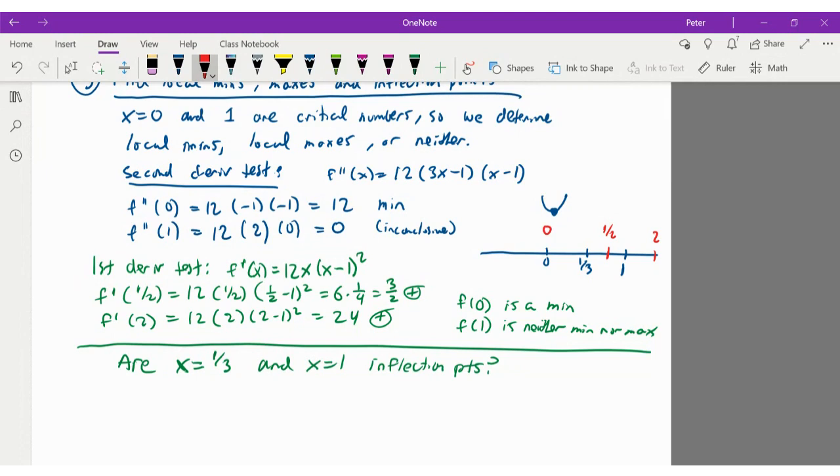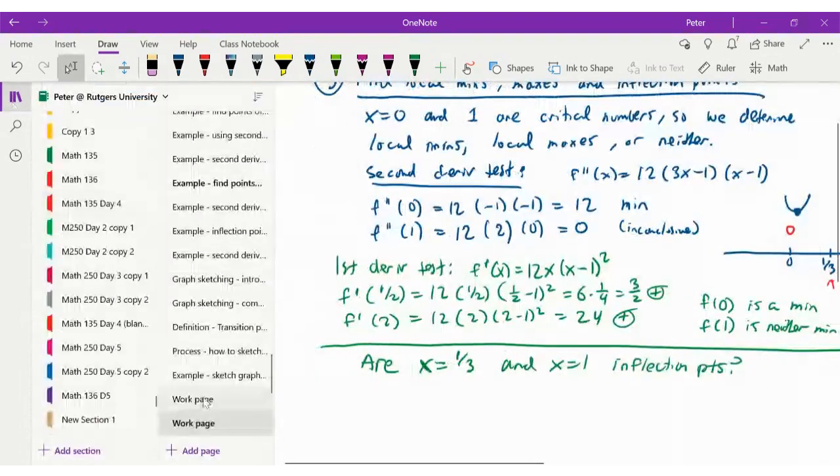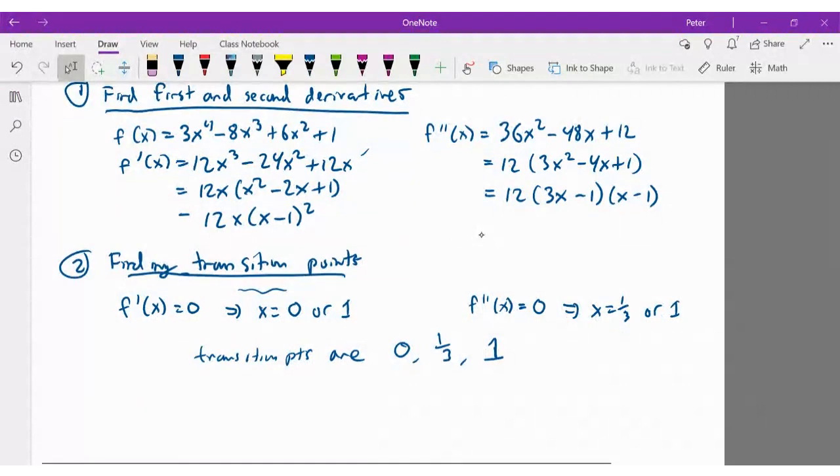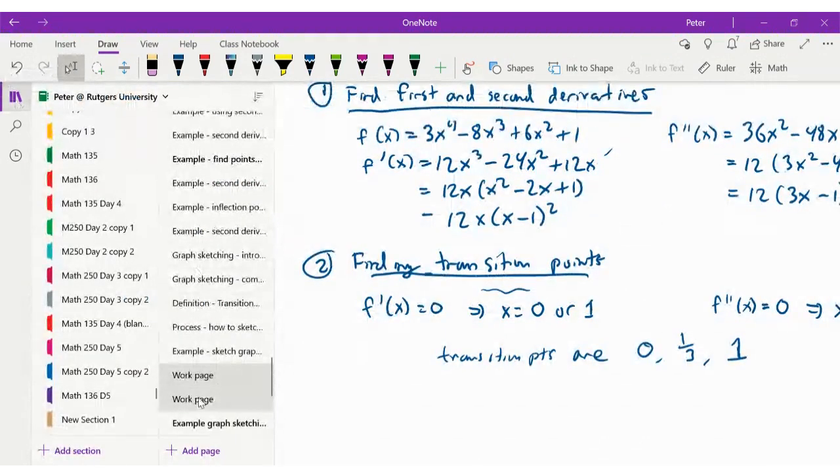So recall that I'm only checking these points because these are the only places where concavity can potentially change. There was no indication that concavity was going to change at 0 because the second derivative was not 0 at x equals 0. Go back for a minute, just so you know what I'm talking about. What we found was that f double prime was 0 at x equals 1/3 or 1. There was never a possibility that at x equals 0, concavity was going to change from positive to negative because the second derivative is not 0 there and is not undefined.